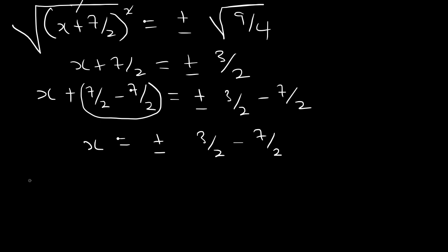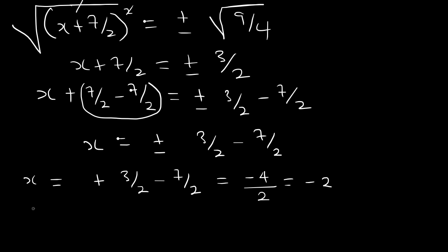For the first case, it's positive. x is equal to positive 3 over 2 minus 7 over 2. So in this case, since the denominators are the same, we'll just go ahead and subtract the numerators. 3 minus 7 is minus 4, divided by 2, and that will give us minus 2.